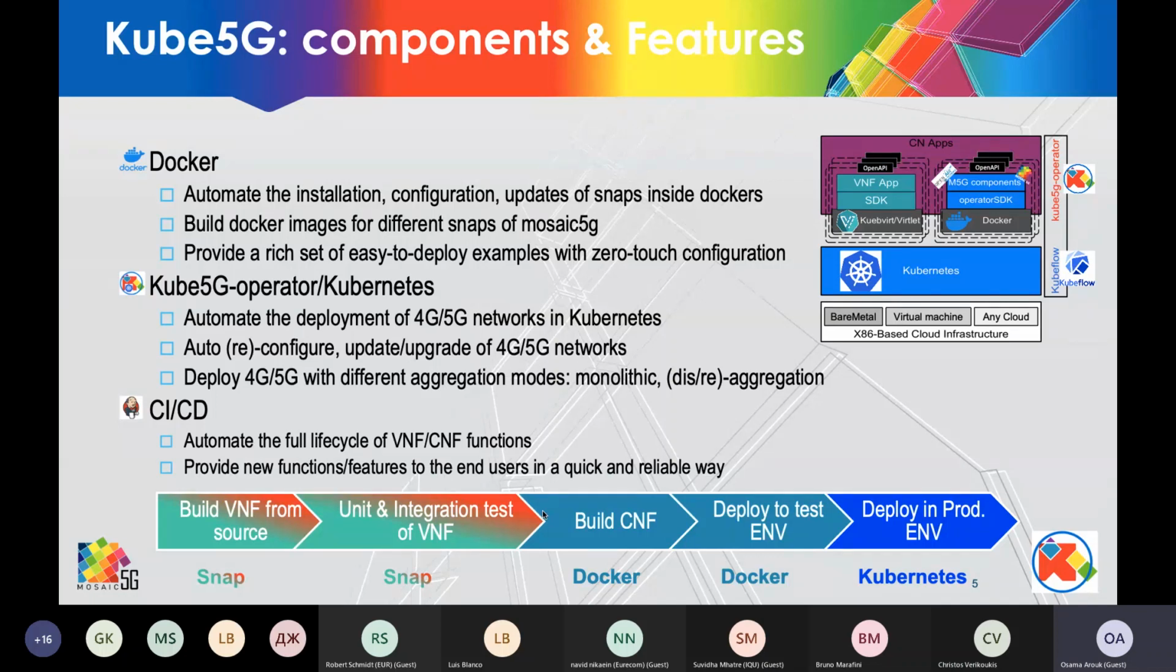The second and more important component is the Kube5G operator. As I said before, the objective is to automate the deployment of 4G and 5G networks in a cloud-native environment, such as Kubernetes, where it can auto-configure, reconfigure, update, or upgrade the network for you according to your need or according to the current traffic in your network. And more importantly, you can define your need about the aggregation mode that you need, again according to the current traffic in the network or the current user traffic.